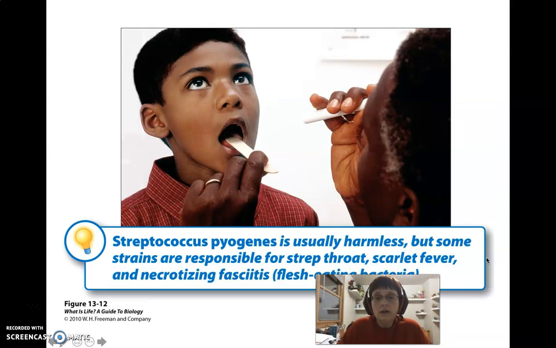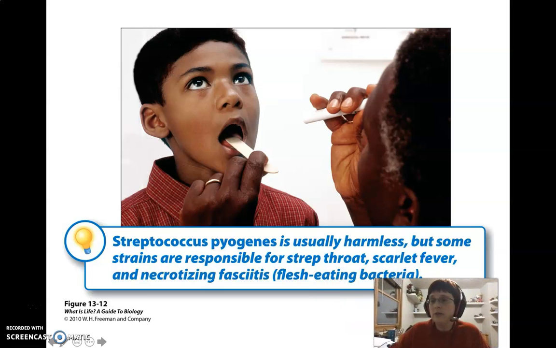There are some bacteria which are really interesting. So this little guy right here, you might be able to see he has a knife and fork on him. This is the Streptococcus pyogenes. This one is normally harmless. So you normally have this one just hanging out in your mouth, in your skin. But some strains of them actually are responsible, as you can see here, for strep throat, scarlet fever, and why that one has a knife and fork, for being a flesh-eating bacteria, necrotizing fasciitis.